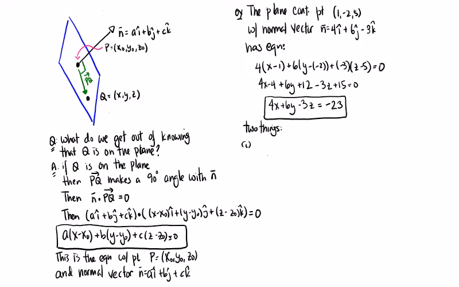Thing one is, this is really nice because if you want to know if a point is on the plane, just plug it in. Right? You could say, for example, is (1, 1, 1) on the plane? And you go, well, 4 times 1 plus 6 times 1 minus 3 times 1 is definitely not -23, so no. That's the first thing, right? And that makes it really easy when it's simplified.